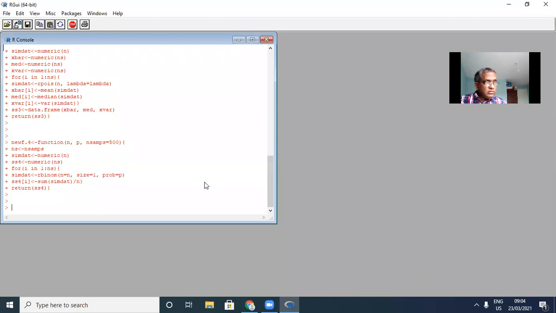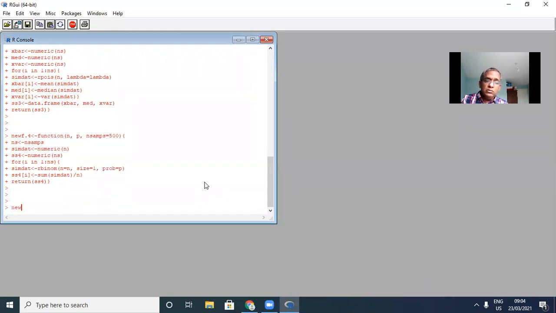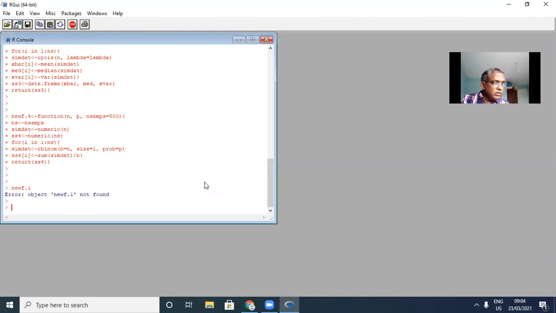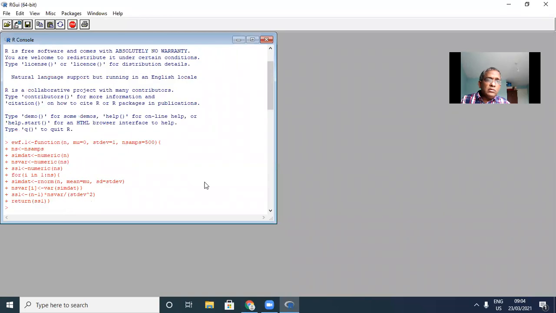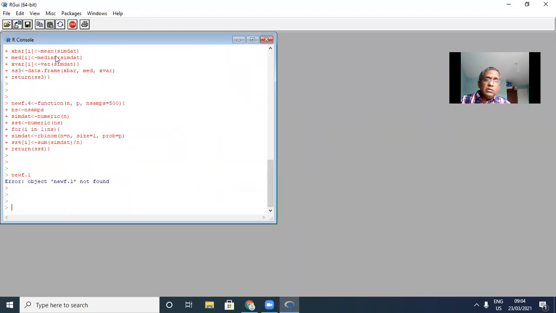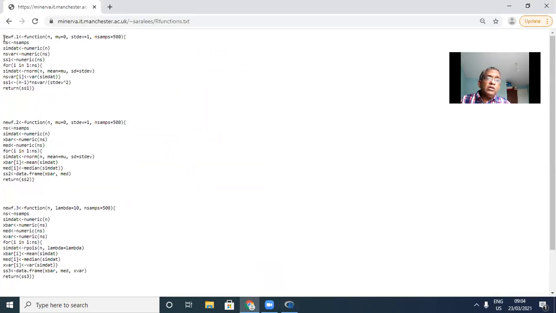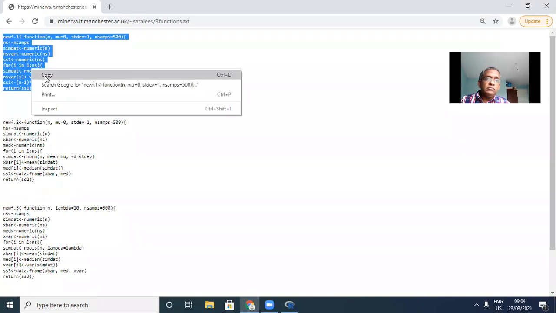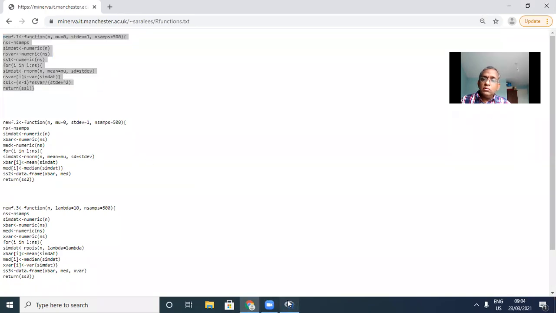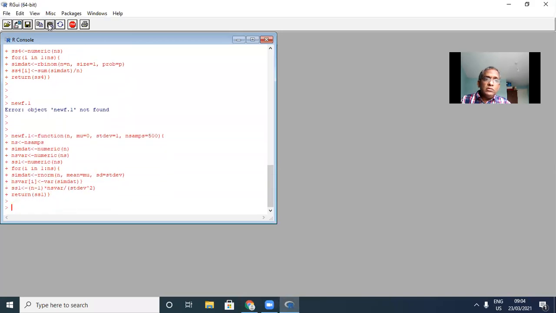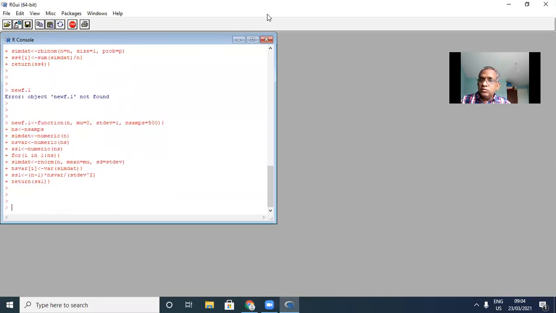The first of the 4 R functions is called new f.1. Oh, what did I type? NEW. Did I type something wrong? Not found, it says. Oh yeah, I know what I did. I didn't copy it correctly. Okay, let me copy this correctly. Okay. So this is the first of the 4 functions that I'm using.